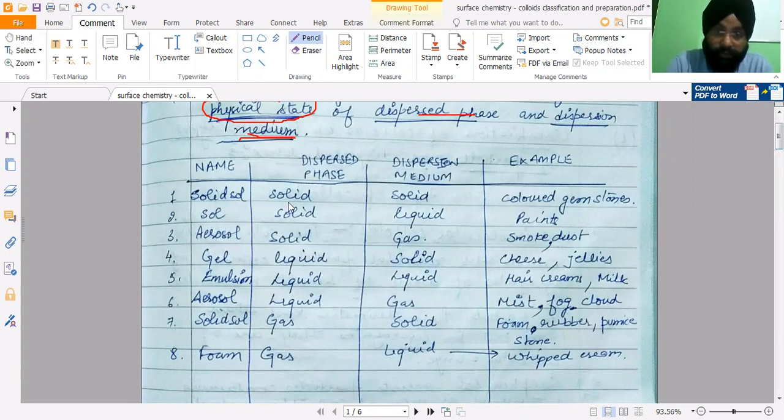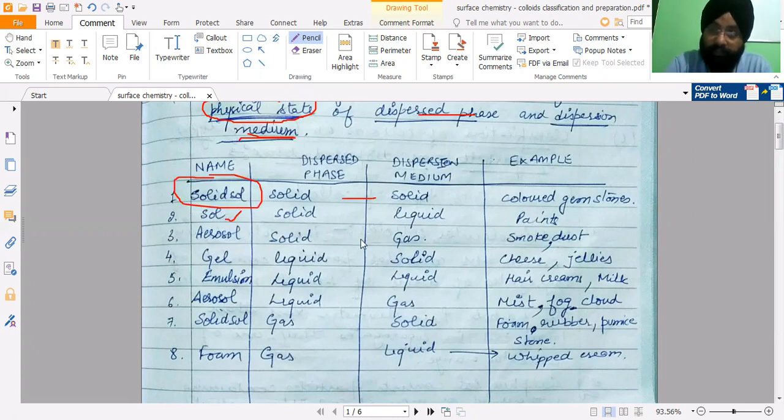The first is solid in solid. All colored gemstones are examples, and this is known as solid sol. Then next is sol, which is solid in liquid, like paints. Next is aerosol. Aerosols are of 2 types. The first aerosol is solid in gas.